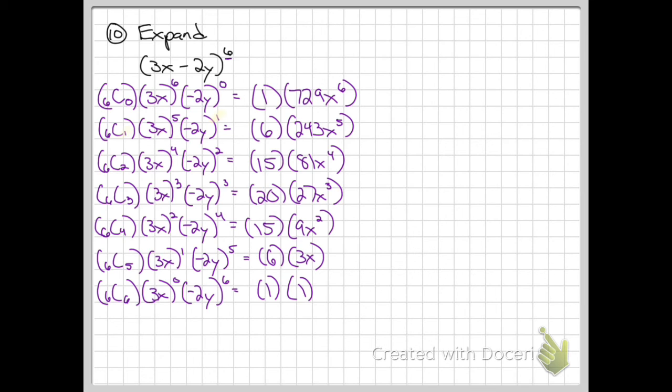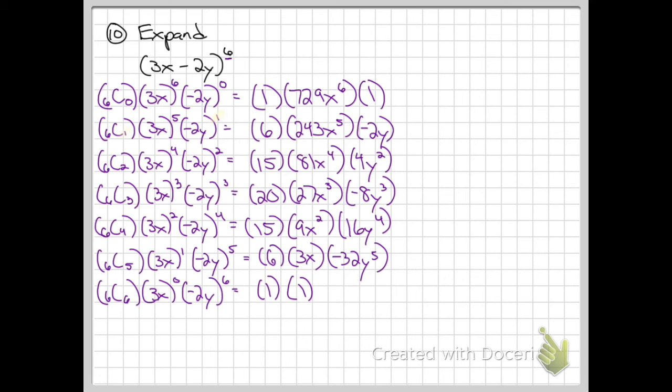Now the negative 2's. Negative 2y to the 0 is just 1, because anything to the 0 is 1. Negative 2y, when you square it, you get positive 4y squared. When you cube it, you get negative 8y cubed. So positive, negative, and positive.